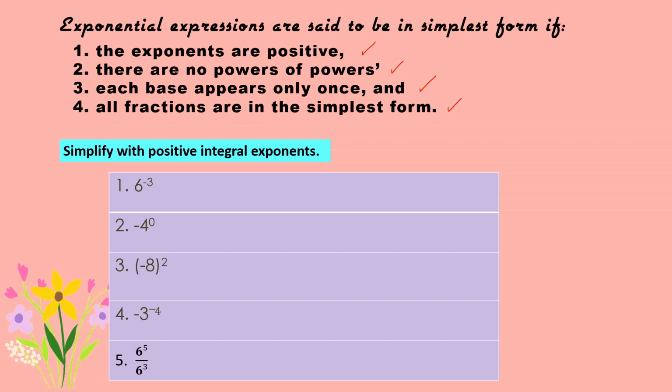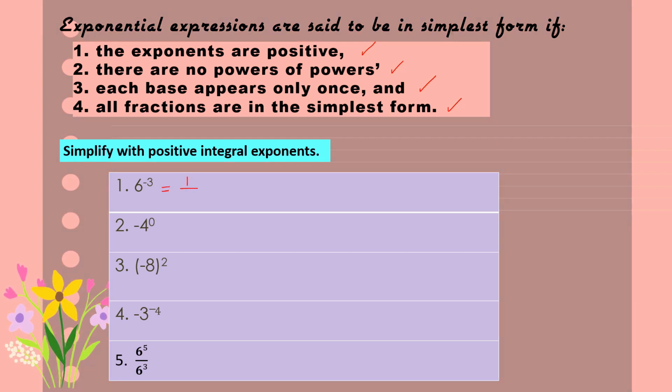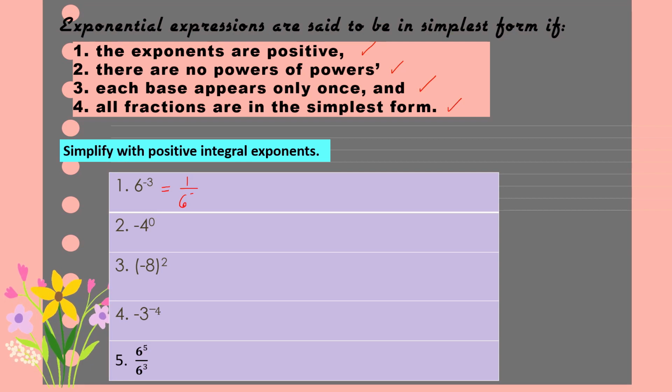Okay, number 1. 6 raised to the negative 3 is equal to 1 over 6 raised to the 3. I-remove natin yung negative exponent by getting its reciprocal. So, 1 over 6 raised to the 3 is equivalent to 216. That is 6 times 6 is 36 times 6 is 216.